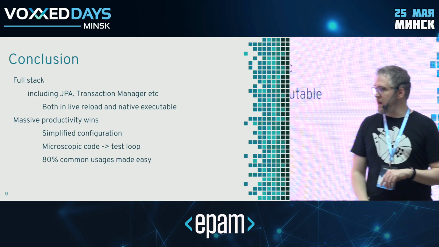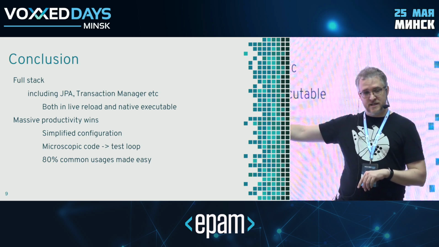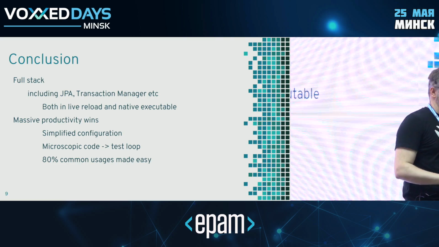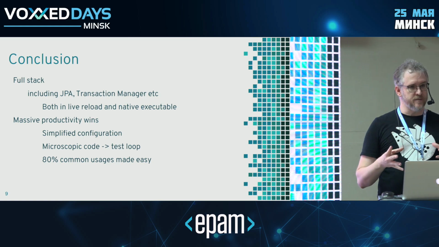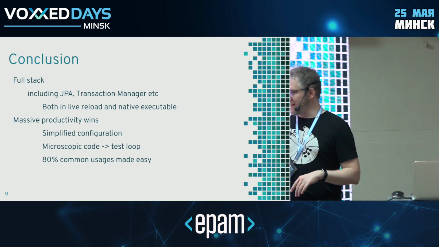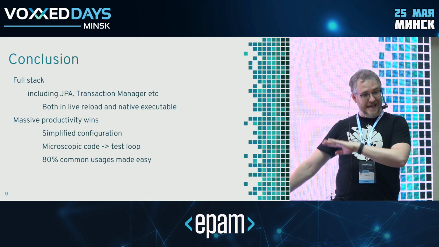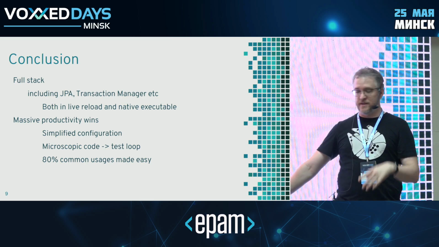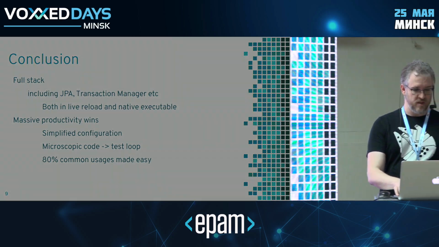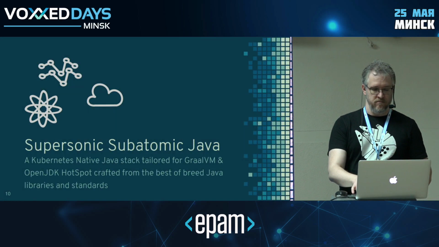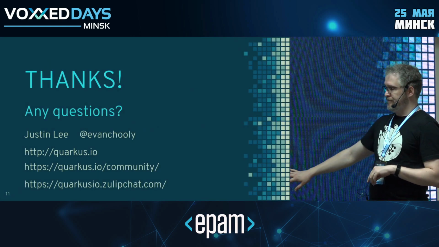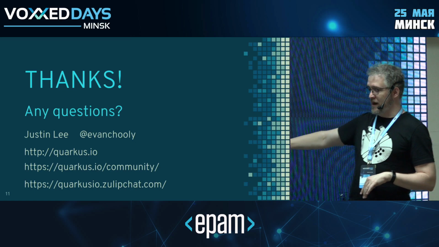And what we're aiming for is just massive productivity wins as Java developers. So we have simplified configuration. We try to keep code as small as possible with a familiar developer test loop. And again, we're trying to make the 80% of what we do easy, so you just have to think about it, but still leave room for you to do whatever it is that you need to do without getting in your way. We've already gone over that. So that's the end of the slides, and I'm happy to take some questions.